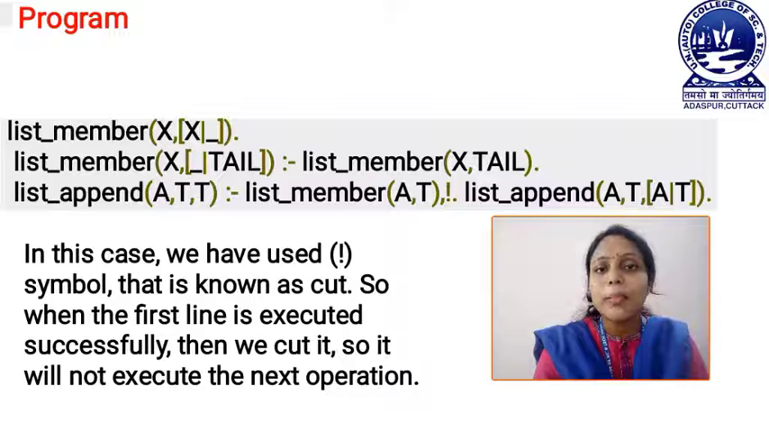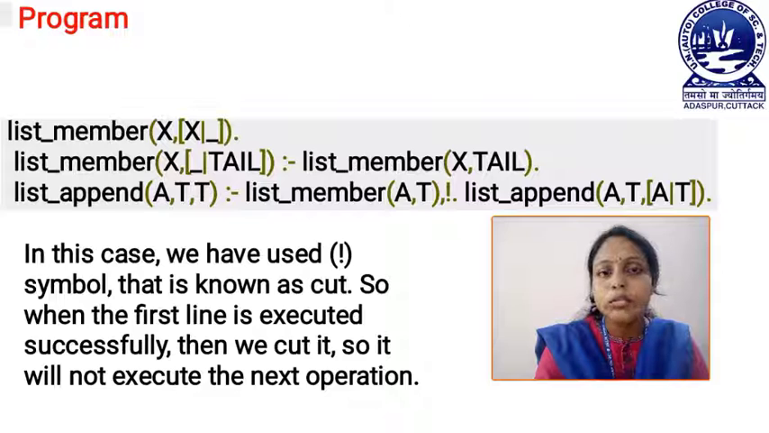Then the last one is the append predicate, that is list append A, T, which means we want to append an element A with our list T. That means first of all we have to check whether this element A is present in our list T or not. For this we use the list member predicate and check A, T. If this A is present in our list T, then the output will be T. Otherwise, the list append this element A with our list T and produces the resultant list which contains the element A and the elements of list T.